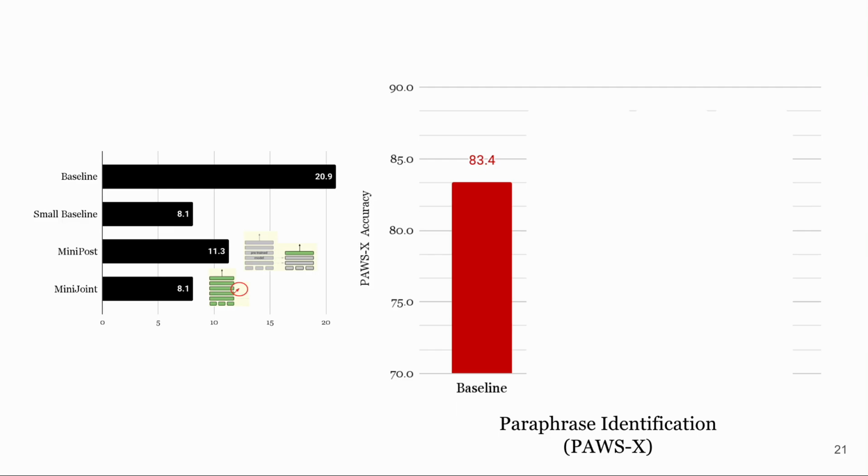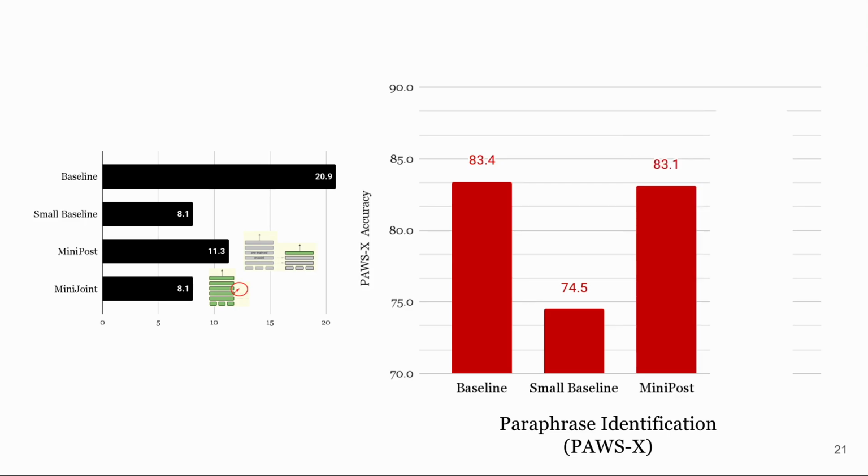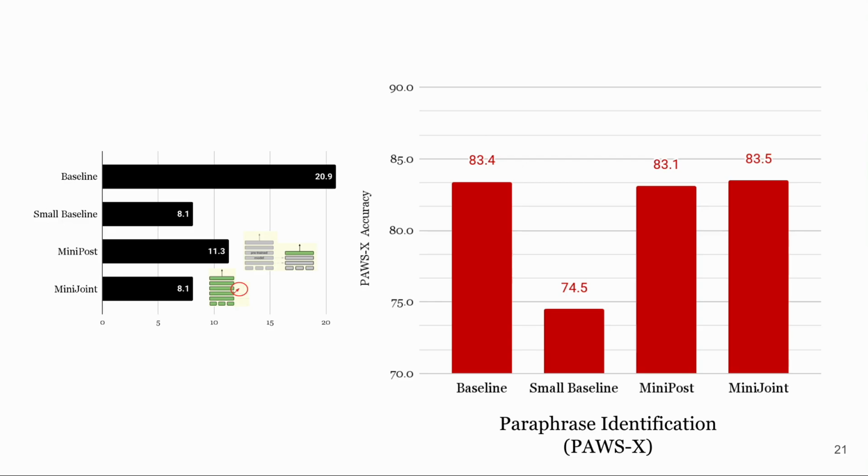Finally, paraphrase identification. Here you have two sentences and you just want to say whether these two are paraphrases of one another. The baseline scores an 83.4. The small baseline drops performance significantly to 74.5%. MiniPost scores 83.1, and MiniJoint actually achieves slightly better performance than the baseline despite using only about a third of the computation.